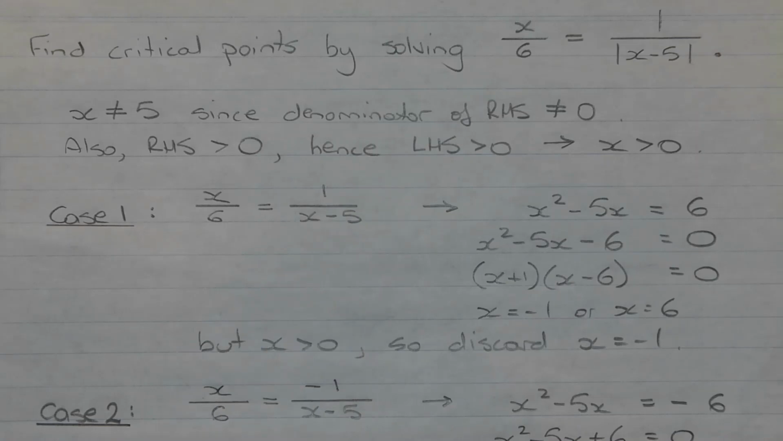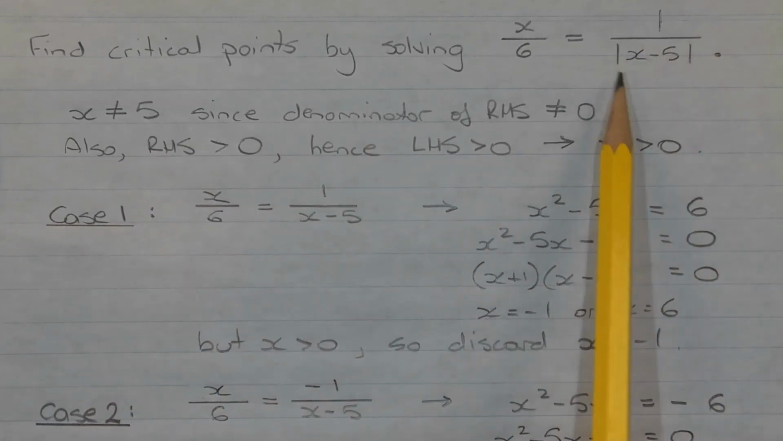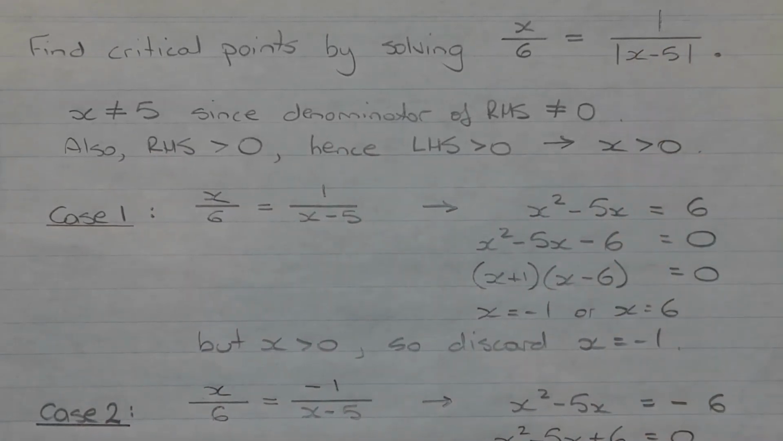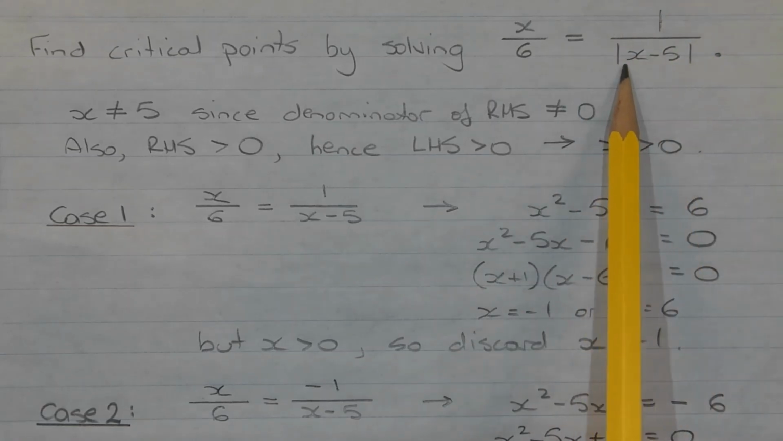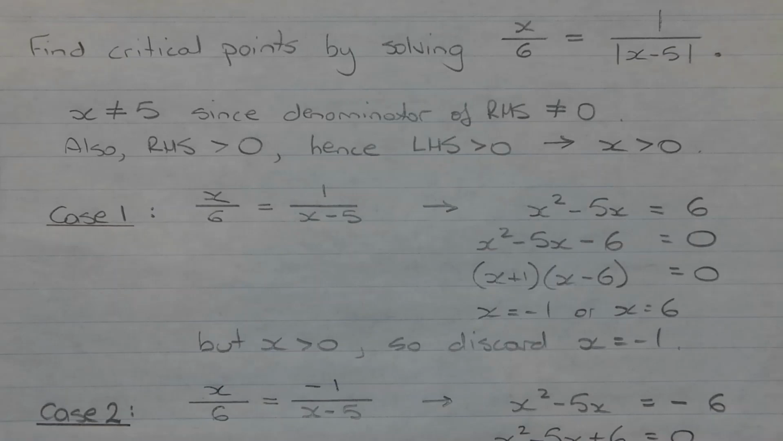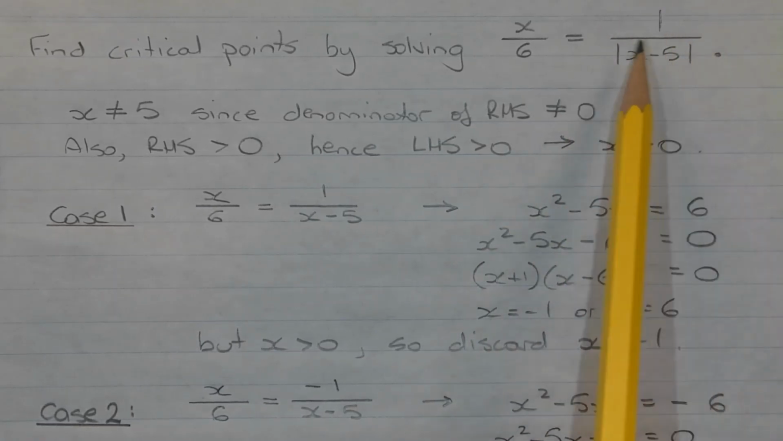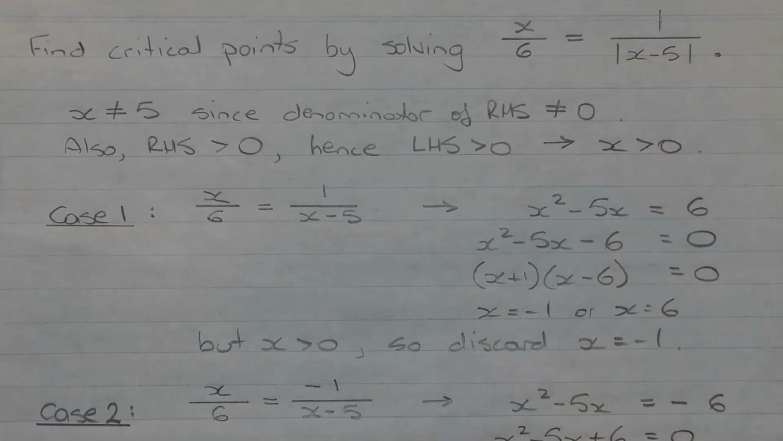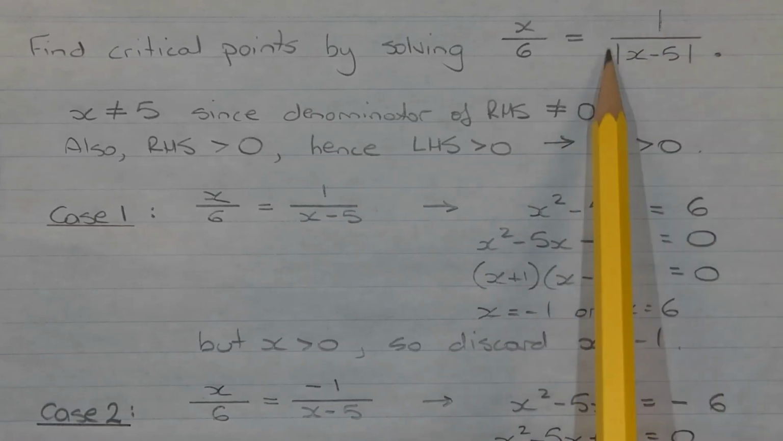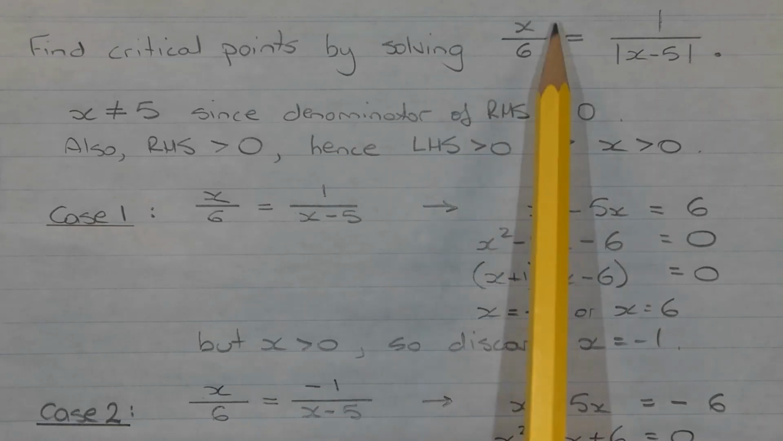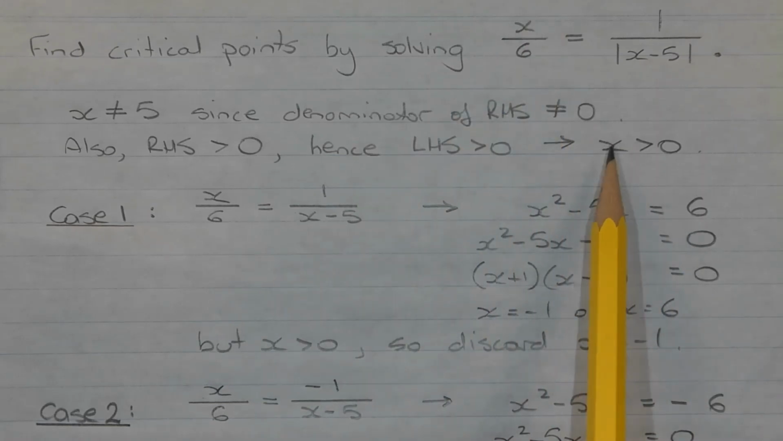A couple of points to note here. Firstly, x cannot equal 5 since the denominator of the right hand side cannot equal 0. Also, the right hand side is positive because the absolute value of x minus 5 is greater than or equal to 0, so the entire fraction must be positive. So if the right hand side is positive, the left hand side must also be positive. That means x itself has to be greater than 0. This will become important a little bit later on.